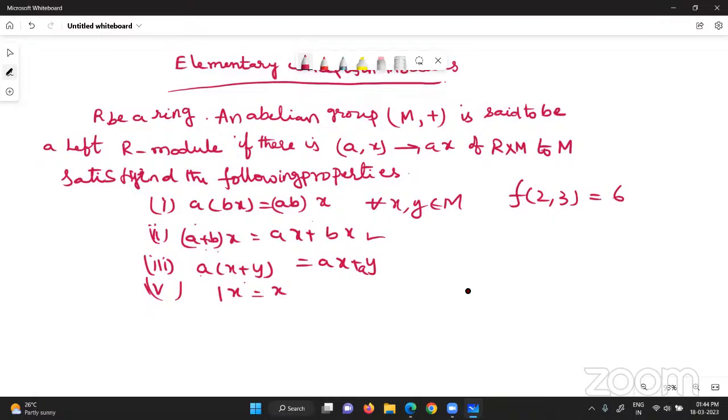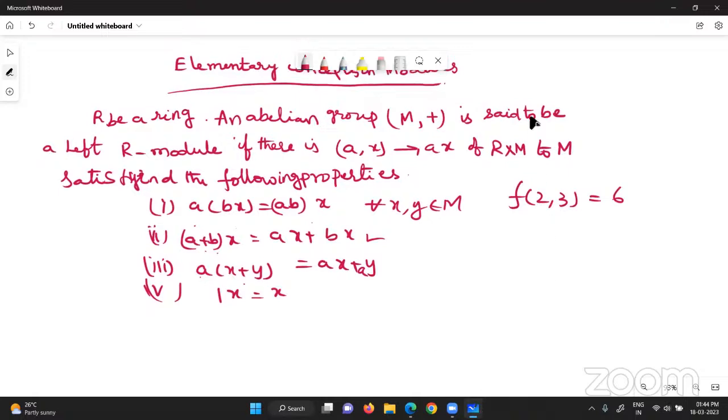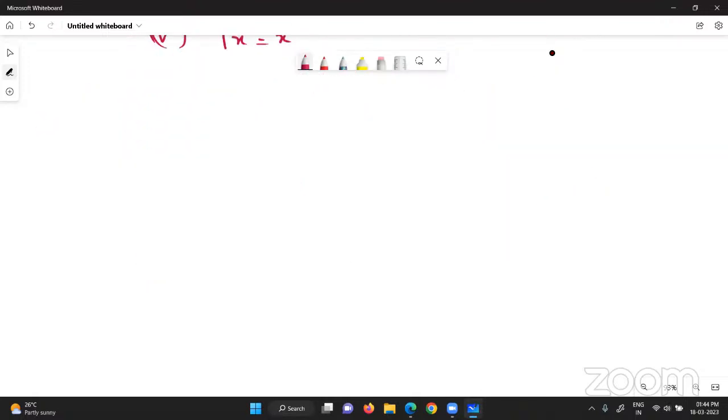See, in place of R × M, you can take M × R also. And also you will have x(ab) = (xa)b, or x(a + b) in that way, right? In the other way also you can define an R-module. Okay, so immediate consequence after defining the properties of R-modules are the theorem.